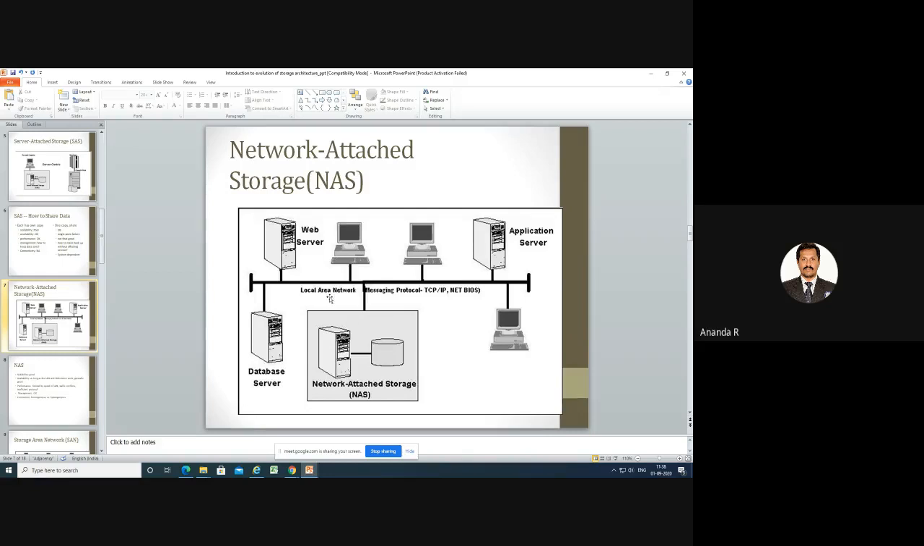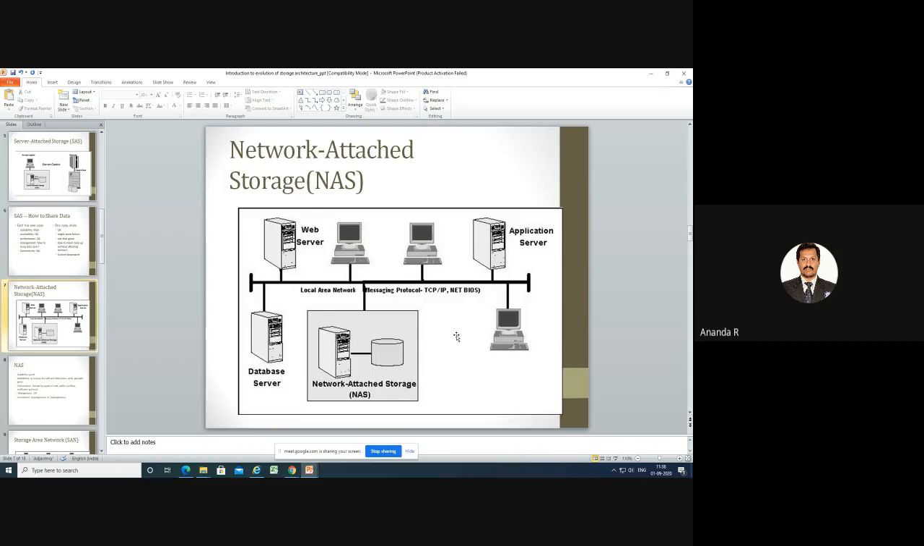For the local area network message protocols, we use a protocol called TCP/IP, and NetBIOS. This TCP/IP protocol we use for making all these connections. How is it possible, and why is it possible? Because we are talking about network here. We are not talking about server attached storage; we are talking about network attached storage. When we say network, so many different things we can do.